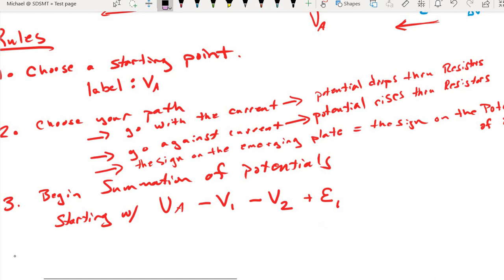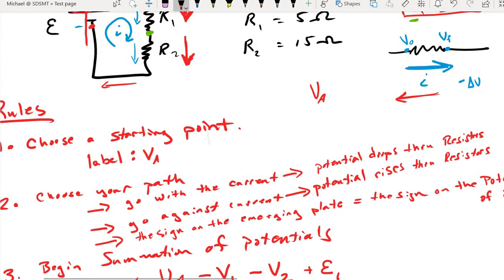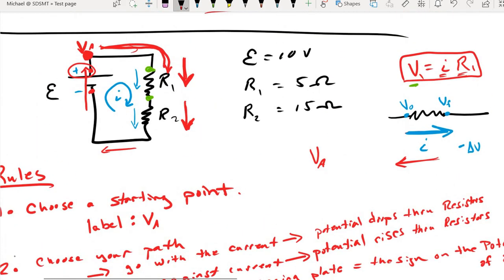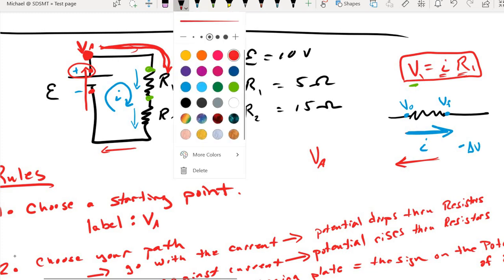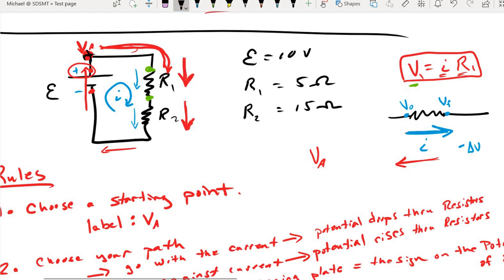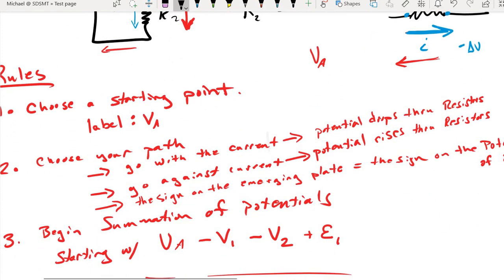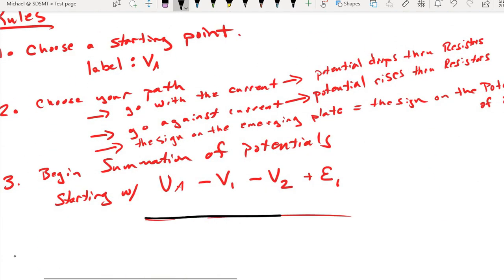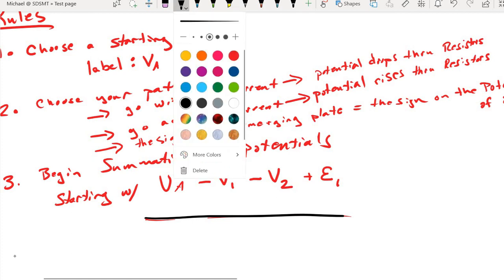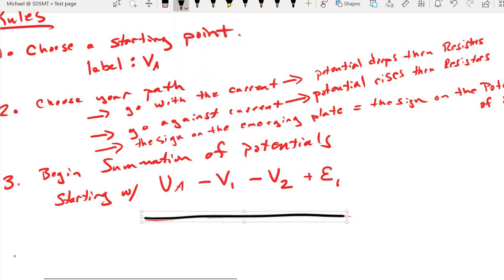Well, there's the summation of everything in that circuit, and we are now back at the original starting point. And because we're back at the original starting point, that means that everything that we just added up has to equal VA.